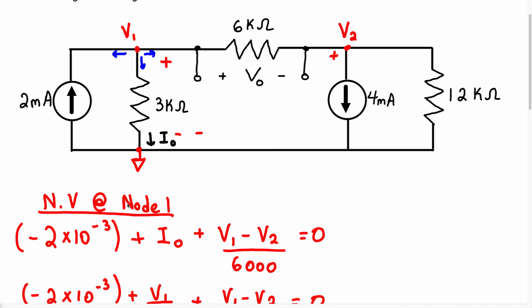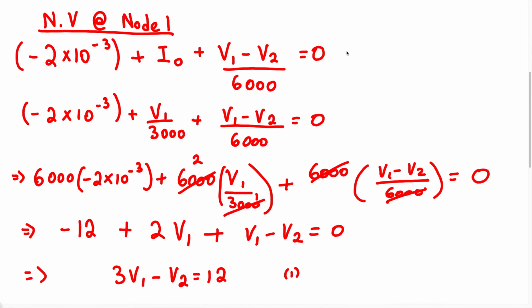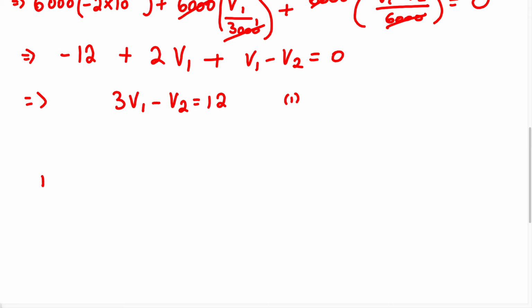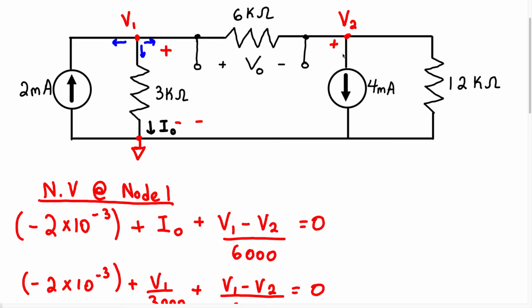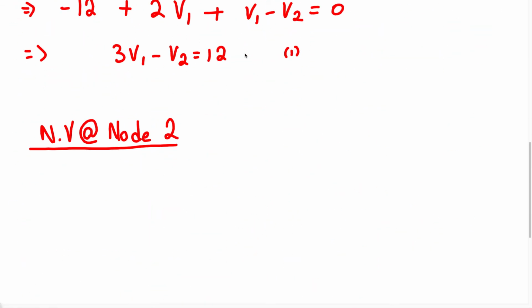Now let's write a node voltage equation at node 2. Now we know we're going to assume that the current is leaving this particular node. So we're going to assume the current is going this way now, right? So we're going to write this as the difference between V2 and V1 over 6,000. V2 minus V1 over 6,000.